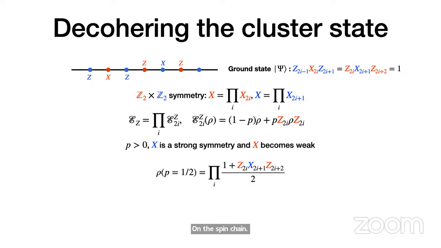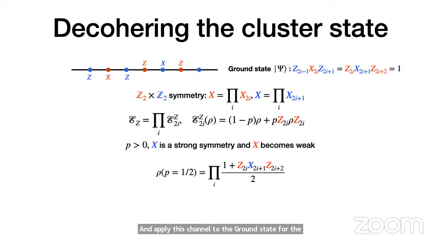And now I want to subject it to this channel that couples to Z. The Krauss operators are Z to I on the red sides, I guess, Z to I. Okay, not on the blue sides, only on the red sides. And apply this channel to the ground state of the cluster state model, then we get this particular mixed state.